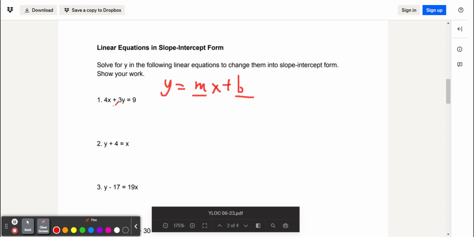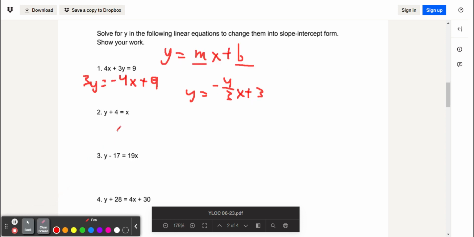So in this equation, 4x plus 3y equals 9. In slope-intercept form, the y is by itself. So we need to move the 4x to the other side. So we'll subtract 4x from both sides, which will give us 3y equals negative 4x plus 9. Then to get the y by itself, we'll divide by 3 on both sides, and we'll get y equals negative 4 over 3x plus 3. And that is it in slope-intercept form.